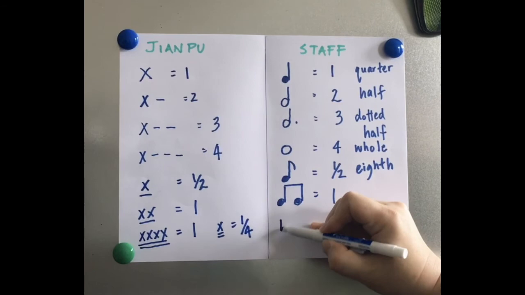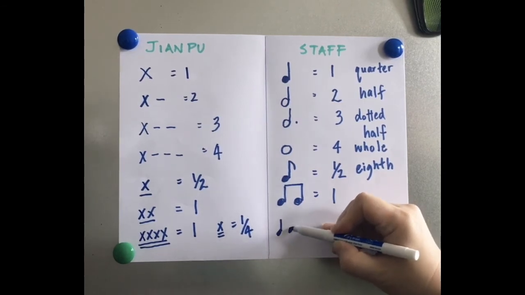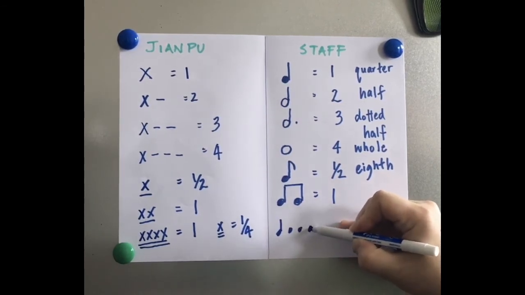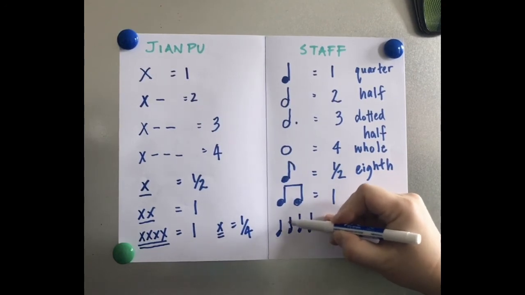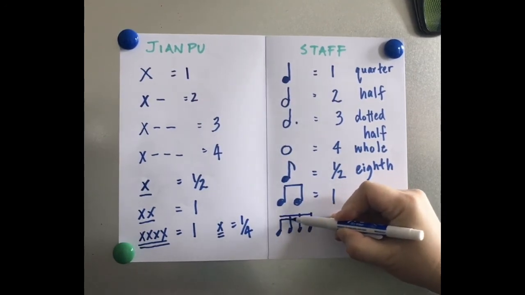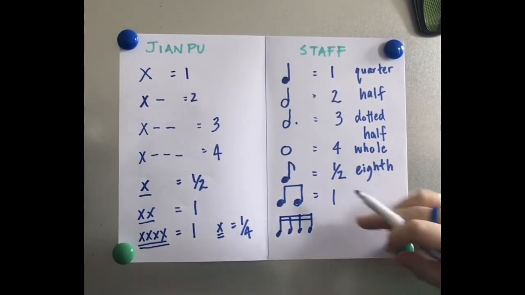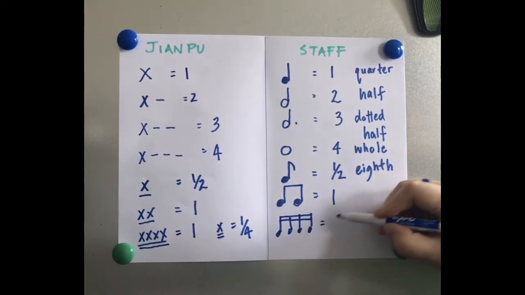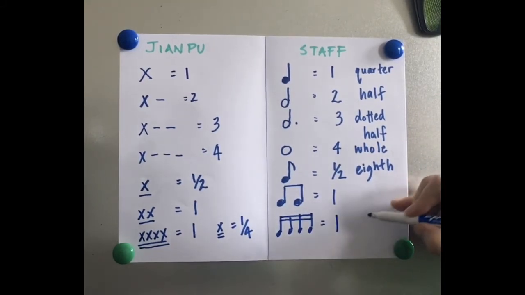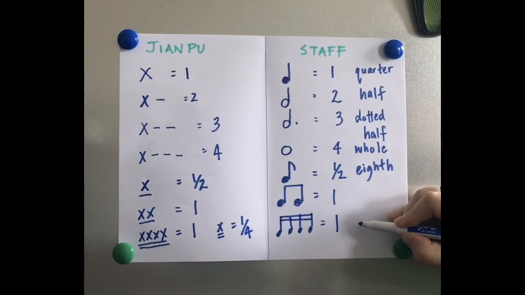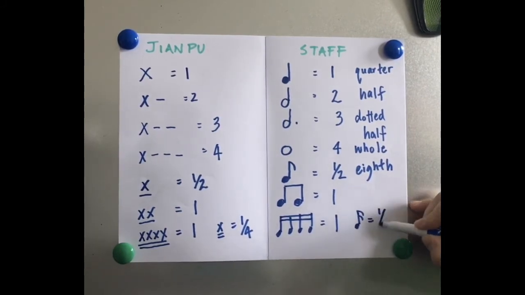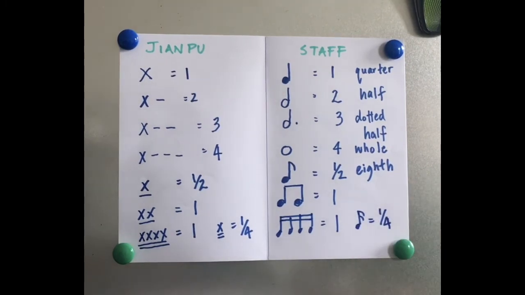And for staff notation, we draw 4 of these, which are called 16th notes. So there's 2 beams on top, which equals to 1 beat. And if you want just 1 16th note, you just draw it with 2 tails, and this is equal to a quarter of a beat.